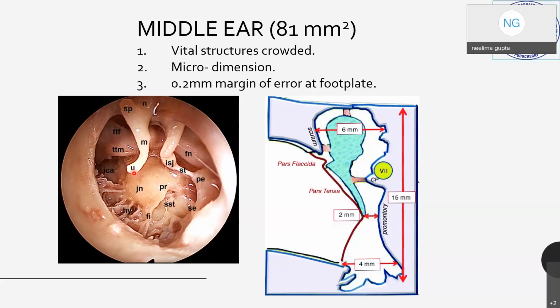BIPP is not needed. Somebody has written BIPP. No, BIPP is not needed. Gel foam is okay. With a very, very small tympanomeatal flap, we don't use BIPP for that. You use gel foam, medicated gel foam. That's all.